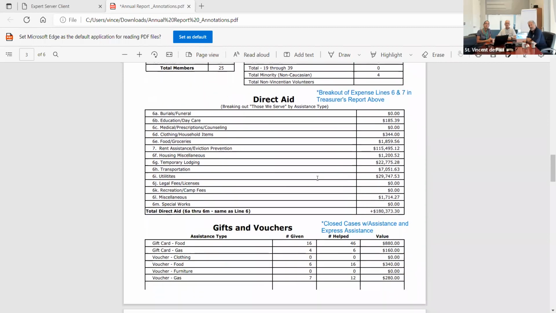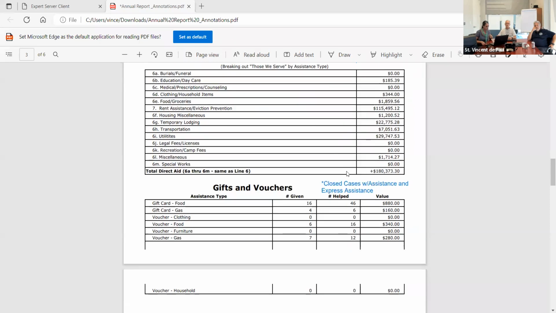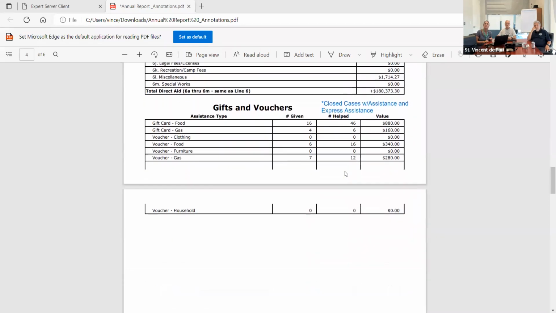Okay, so now we move to direct aid. This is just a breakout of the expense lines 6 and 7 in the treasurer report above. It's just a detail. If you take lines 6 and 7 of the treasury report and add them up together, this is just the assistance types, the dollar amounts that we provided. That's all that is. And once again, because it has an asterisk, it means you cannot change any of these values. It's just a derivative from the treasury report itself. Okay, everybody, the treasurer should be very familiar with that.